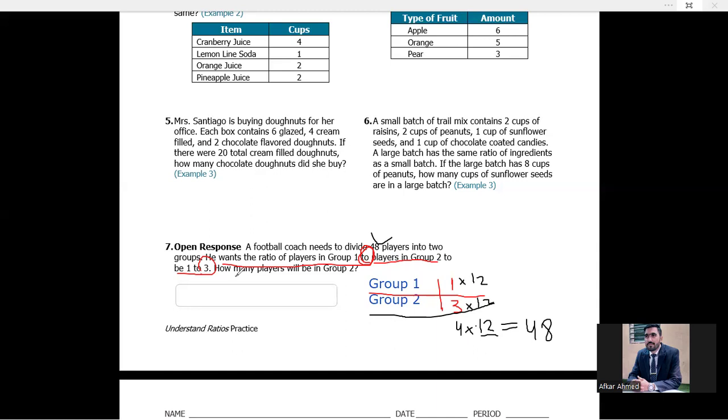Now, this is the main question. How many players will be in group 2? In group 1, 1 times 12 is 12. So it means there will be 12 players in group 1. But he is asking how many players will be in group 2. Group 2 is 3 times 12, and 3 times 12 will be 36.